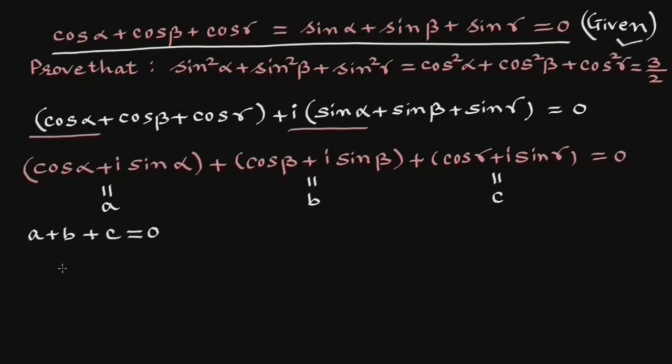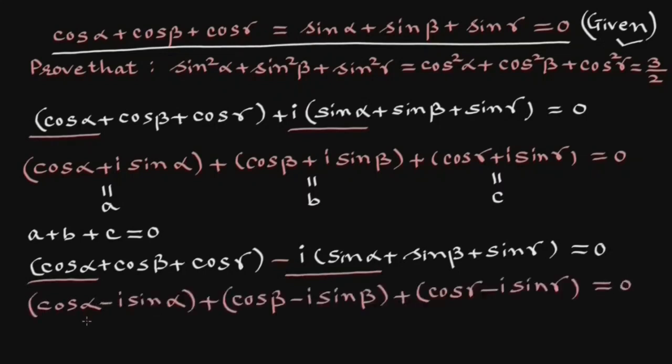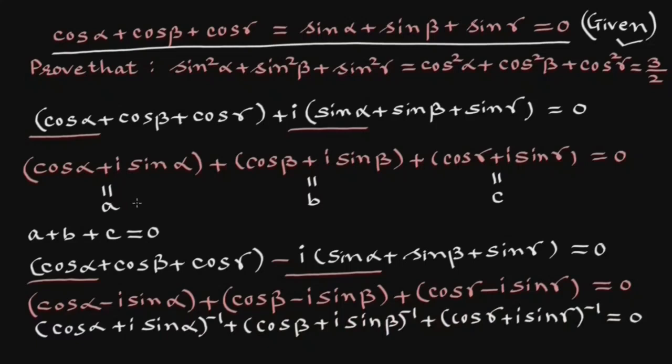From this given part we can also write the first sum minus I times the second sum equals 0. Again rearranging the terms, we write cos alpha minus I sin alpha plus etc. equals 0. By DeMoivre's theorem, this can be written as (cos alpha plus I sin alpha) raised to minus 1 plus etc. equals 0. Now as assumed, we write this as a raised to minus 1 plus b raised to minus 1 plus c raised to minus 1 equals 0.